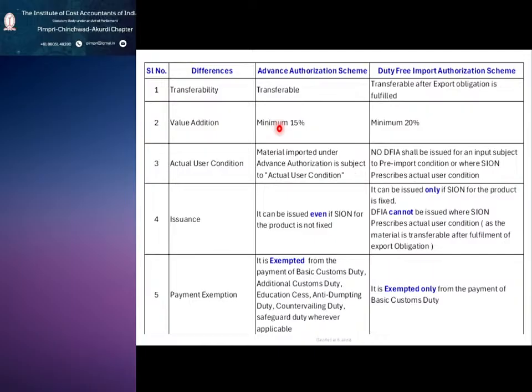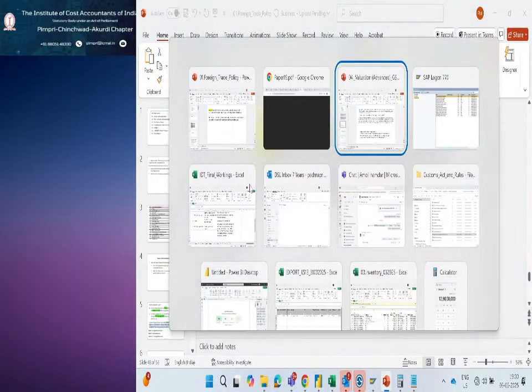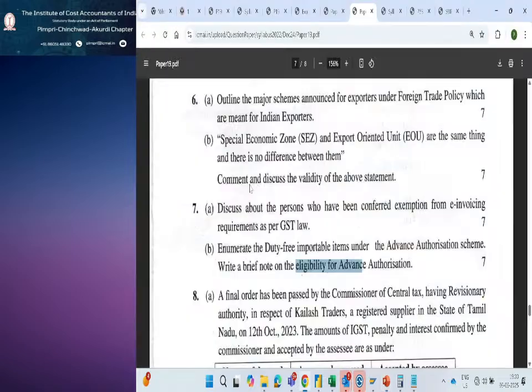So if you want to take a license under advance authorization, suppose I am going to import raw material where the duty amount comes to 100, I should show a 15% addition to the value. I will show it with an example, so it will give you an idea. This is very important to understand value addition. So I am sharing the study material.